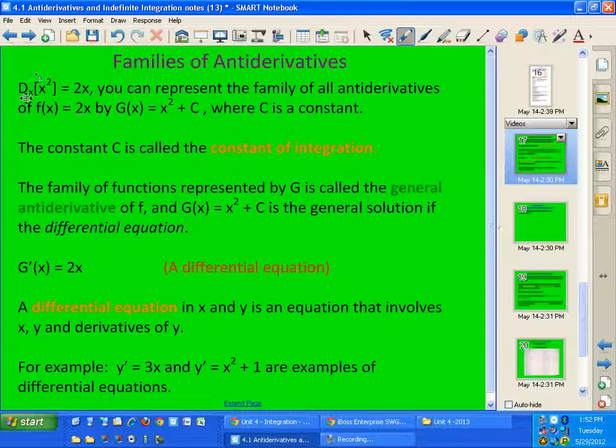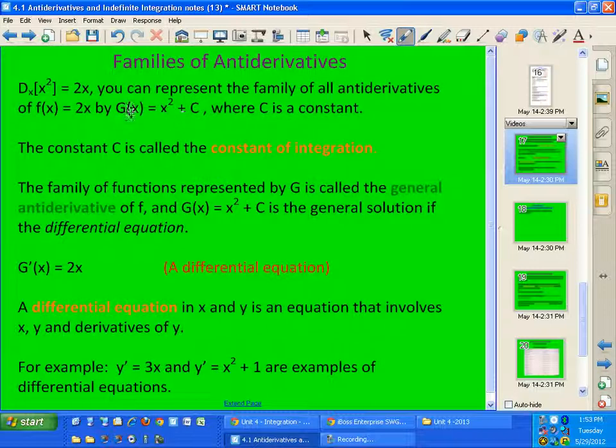Normally, when we took the derivative of x squared, we got 2x. No big deal, something we're used to. Now we're going to go backwards, and I'm going to give you the function 2x. But when we go backwards, we get x squared plus c. And now, where does this constant come from?